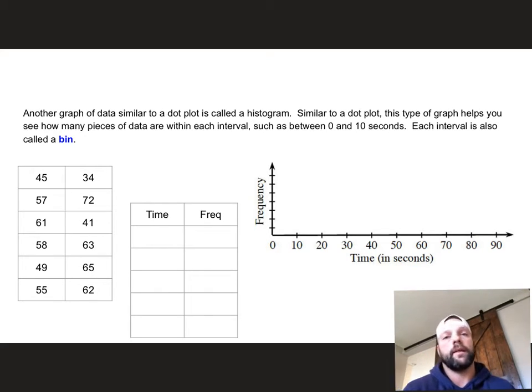So if you look at the data over here on the left-hand side, those are our values that have been given to us, and we're going to drop them into the table with nothing in there and fill in those values. So I'm going to fill in the time as 0 to 9, 10 to 19, 20 to 29, 30 to 39, 40 to 49. Okay?